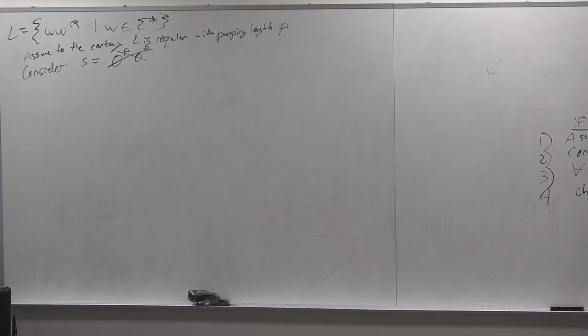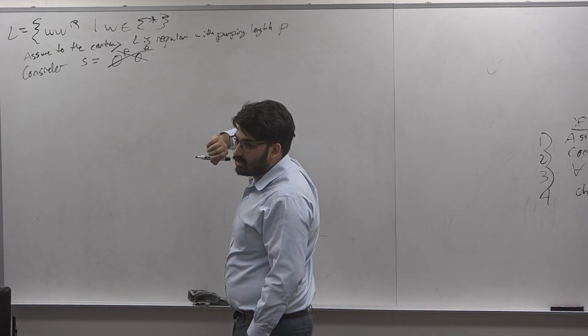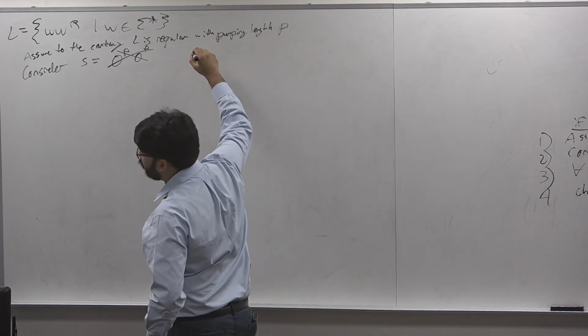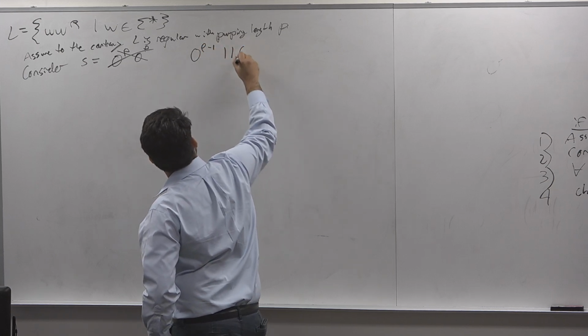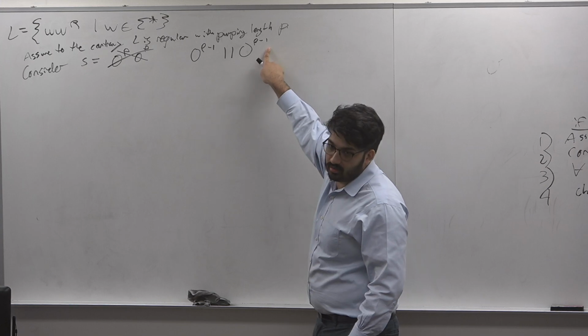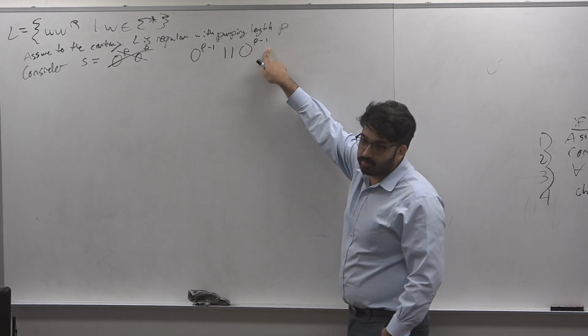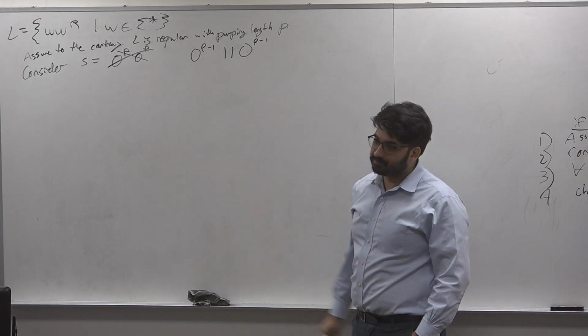Can I do 0 to the P, 1, 1, 0 to the P? That'll work. Now, I'm going to actually do a bad idea on purpose, just so we can see what happens. So that's in fact the correct solution. But let's do 0 to the P minus 1, 1, 1, 0 to the P minus 1, okay? He said 0 to the P, 1, 1, 0 to the P, and now that'll make the proof much simpler. But I'm going to make the proof worse on purpose so we can see what happens, okay?